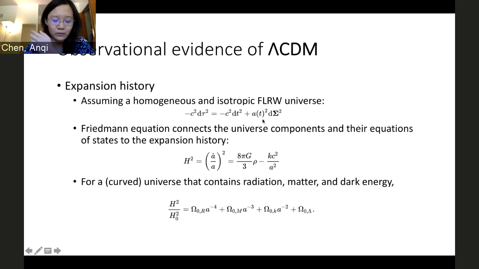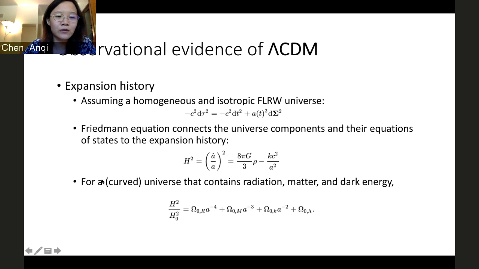Given this metric, we have the Einstein equation. One component of the Einstein equation, the Friedmann equation, connects the universe's components and their equations of state to the expansion history, which is the Hubble parameter here. The Hubble parameter is defined as the time derivative of the scale factor over the scale factor itself. The Friedmann equation is the second equation on this slide. On the right-hand side, it connects all the universe's energy density to the expansion history.